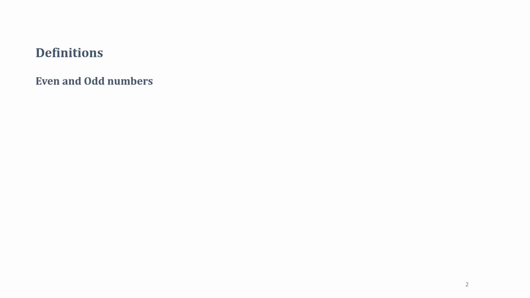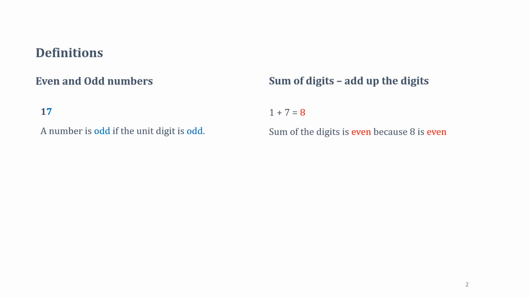Let's look at even and odd numbers. A number is odd if the unit digit is odd. 7 is odd, so 17 is an odd number. Sum of digits means add up all the digits in the number. 1 plus 7 equals 8. Sum of the digits is even because 8 is even.